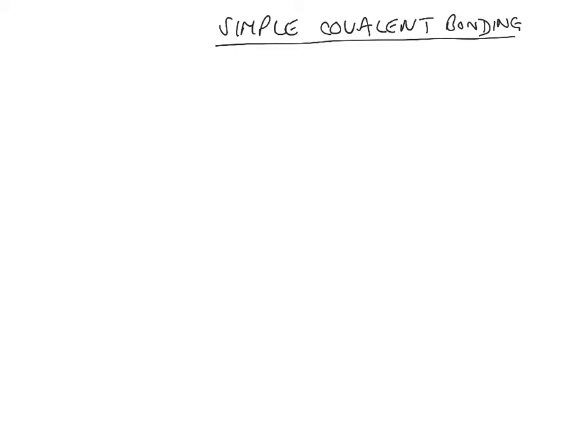So this type of bonding is called simple covalent bonding. So this type of bonding is not giant, it's simple, that means something else. It's not ionic, it's covalent. And this type of bonding occurs between two non-metals. And as we just said, the non-metal is the atom that wants to gain or accept or receive electrons.